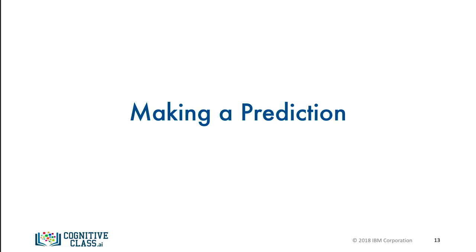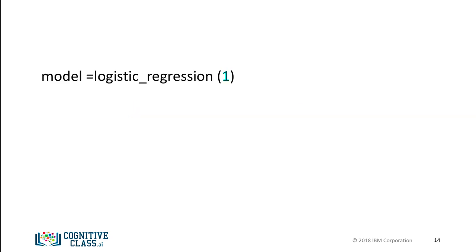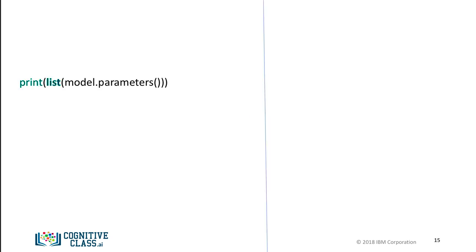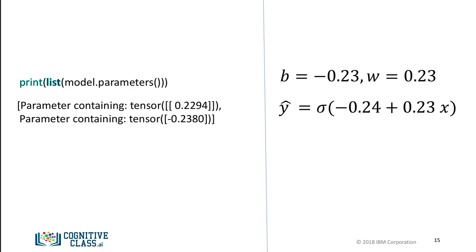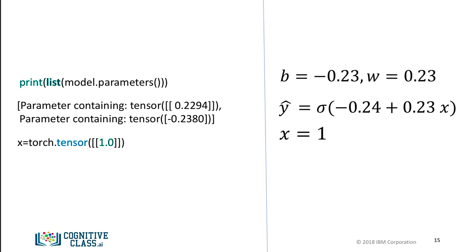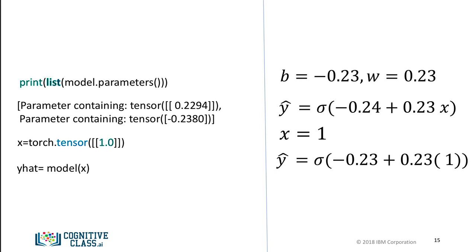So let's see how to make a prediction. We'll create our model using a custom module. An nn.Sequential module will behave the exact same way. The input is 1 for both cases. We can see our model parameters, and they have the following correspondence with the closed form. Let's input a tensor of 1. We apply the model. It applies a linear function, and then applies a sigmoid function, and we get an output.